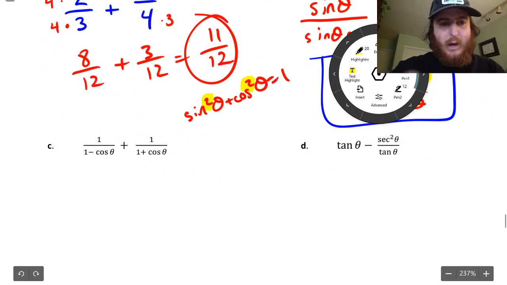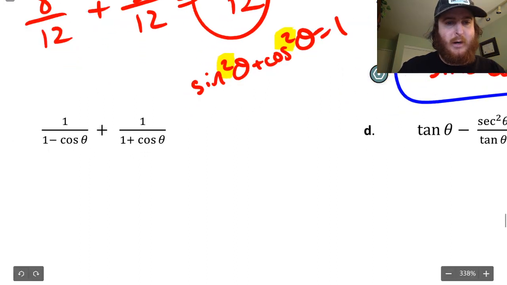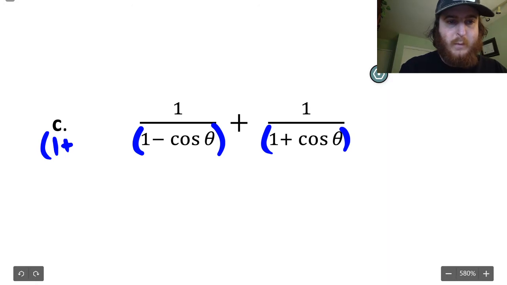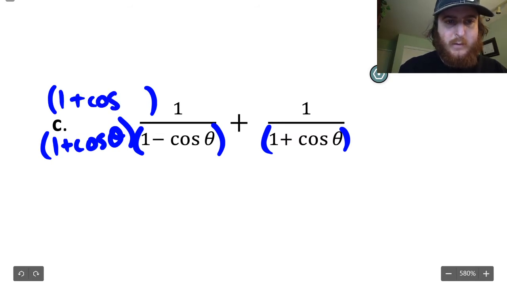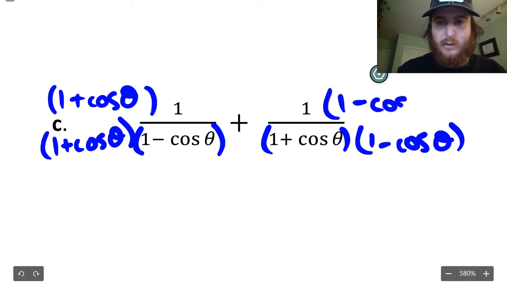Okay. So moving on to C. All right. C is a little bit trickier. Let's zoom in here a little bit. So on C, we want to multiply. I like to write these in parentheses because I know we're going to be multiplying. So I want to multiply 1 plus cosine theta to the first term because that was the other denominator, and 1 plus cosine theta. And then I want to multiply 1 minus cosine theta and 1 minus cosine theta.